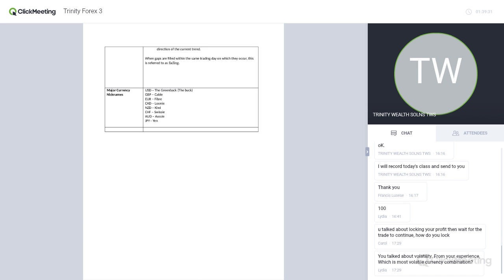Great. Let me first answer Lydia's question. Lydia's question is, you talked about locking your profit, then waiting for the trade to continue. How do you lock? What happens? Remember we said when you're making a decision to buy or to sell, at that moment, before you sell or buy, you also determine where you're going to place your stop loss and where you're going to place your take profit. So once you've entered, let's say you have bought the pair USD CAD, and current price is at 1.2000.